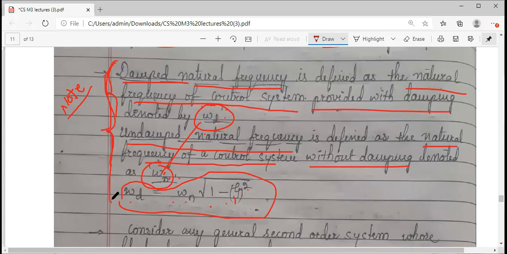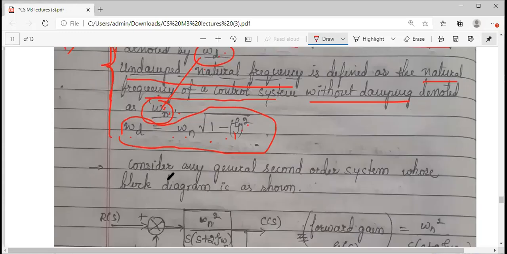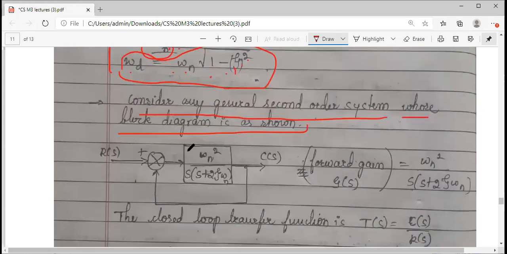Now we will come to our actual heading, that is time response of second order systems. If you want to find out and analyze the output, you have to consider a system. So that's why I have taken this. Consider any general second order system whose block diagram is as shown. Again there is a feedback here. You can see there is a feedback system.